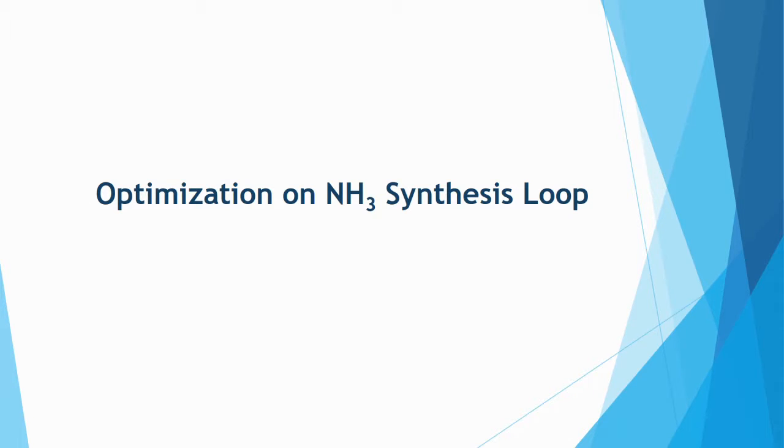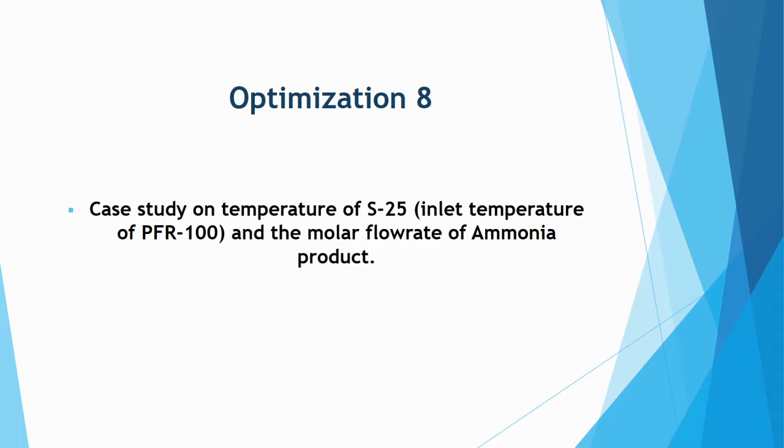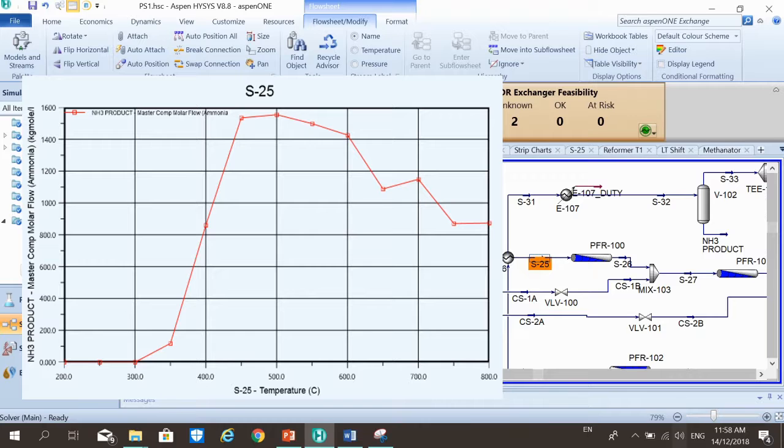Next, we optimize the ammonia synthesis loop as well. First, we did a case study on the temperature of stream 25 and the amount of ammonia that can be produced. As you can see from this graph, the highest flow rate of ammonia is produced when stream 25, which is the inlet temperature of plug flow reactor 1, is at 500 degrees C. This step is done in order to increase the conversion of the ammonia reactor.